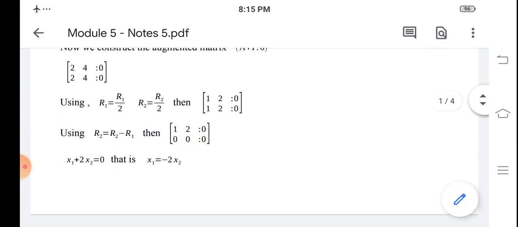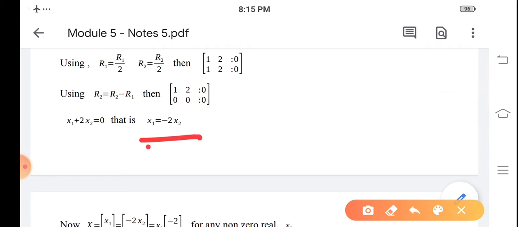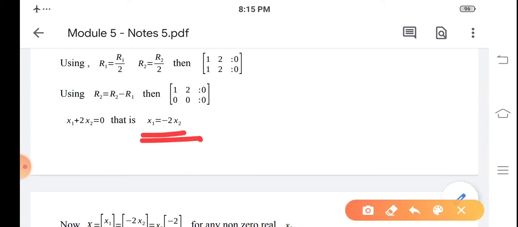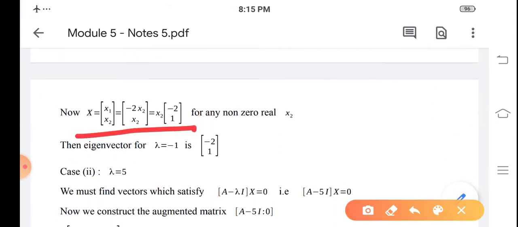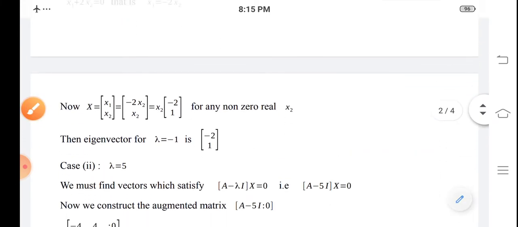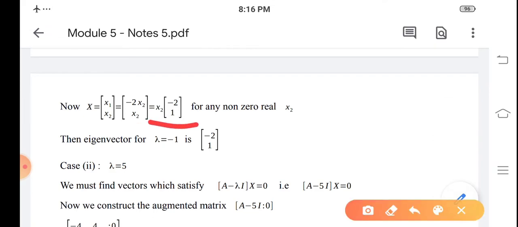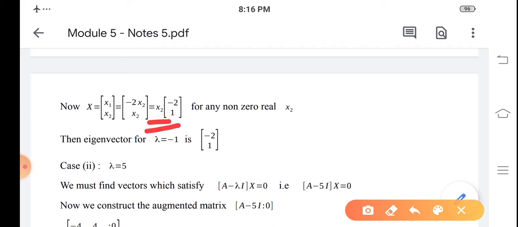We write the equation as 1 into x1 plus 2 into x2 equal to 0, that is x1 equal to minus 2x2. Since x1 is a pivot element, x1 is a pivot variable. We write x1 as minus 2 times x2. Then x is equal to the column vector x1 x2, where x1 is minus 2x2. So it is minus 2x2, x2, or x2 into minus 2, 1 for any non-zero real x2.